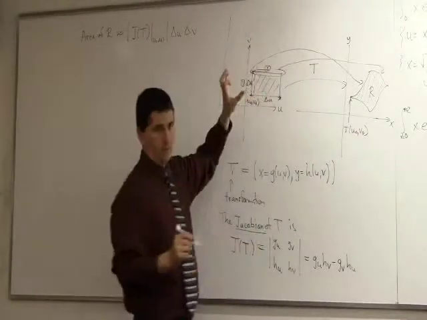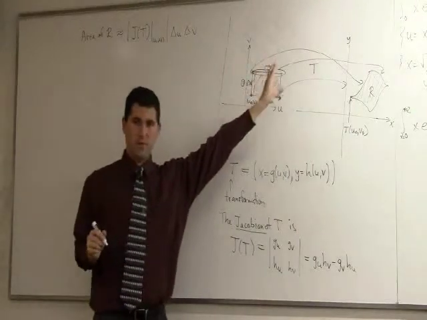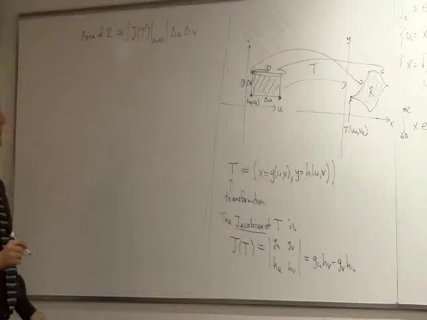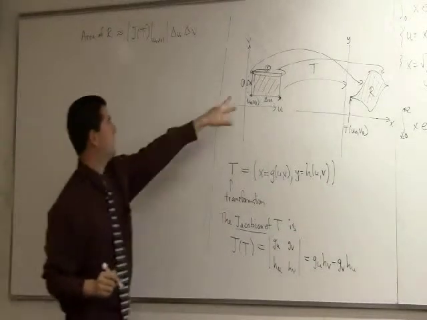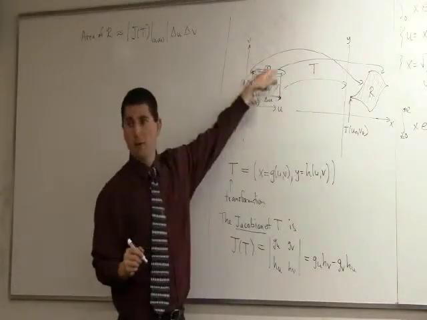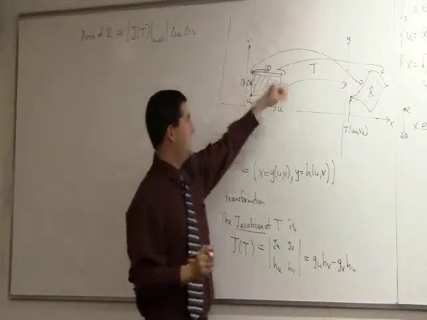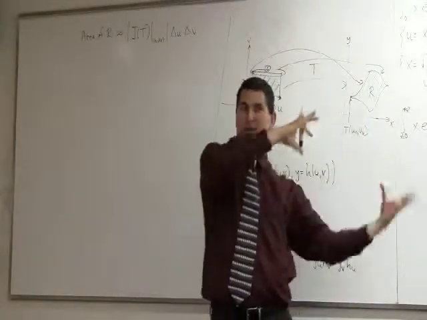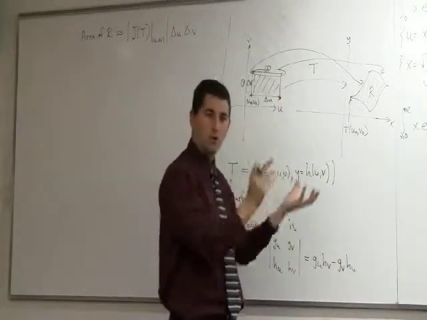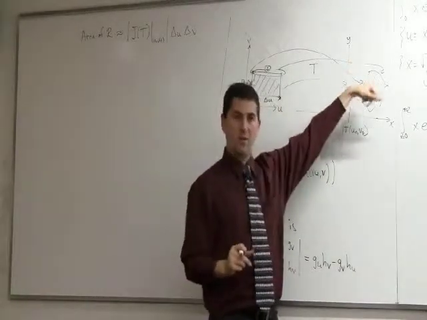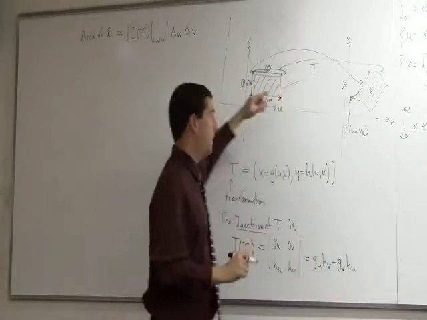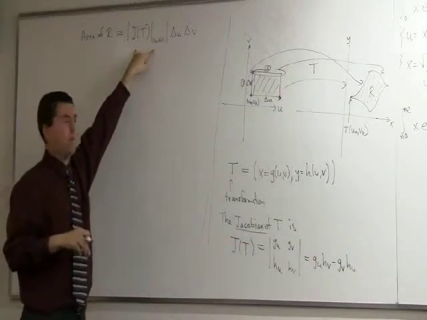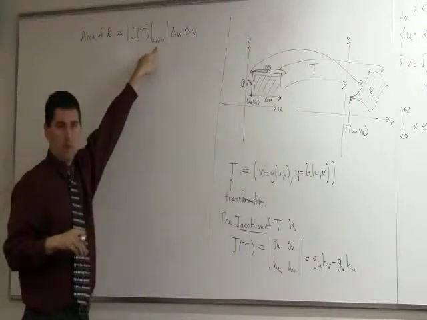So for small rectangles, this becomes a better approximation. Delta U, delta V is, of course, the area of this rectangle. But when you apply T, the rectangle gets transformed, because T is a transformation, and when you do that, the area changes. How much does it change by? Well, it turns out to change by, not exactly, but almost the absolute value of the Jacobian at the point U naught V naught.